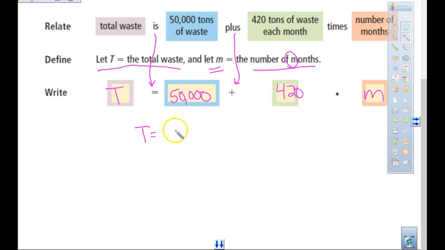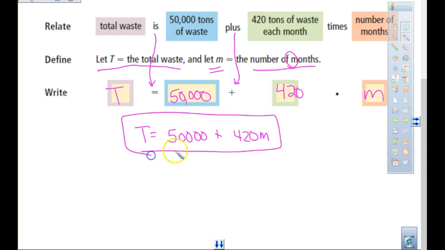Now, most likely when most of you write yours today in your homework, you're not going to have it all spread out like this. You might have 50,000 plus 420, and we usually don't put that times, and you just have m. Linear or nonlinear? Linear, variables to the first power, right? Each month we're doing continuous addition. Each month the continuous addition is 420.